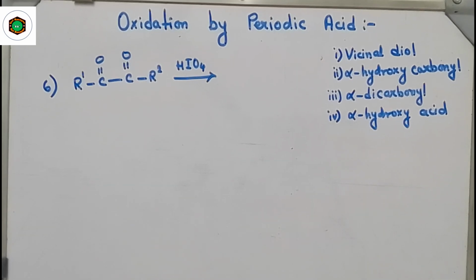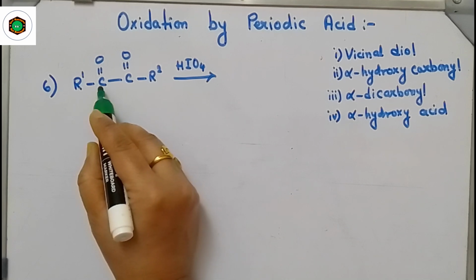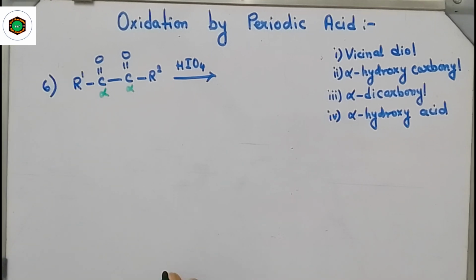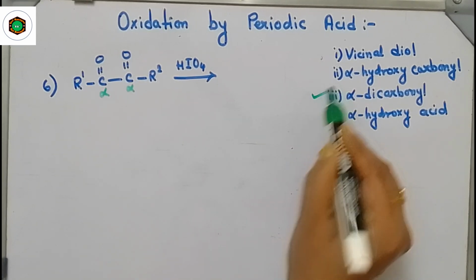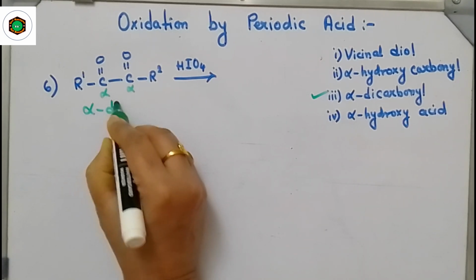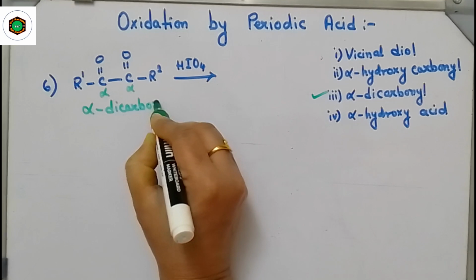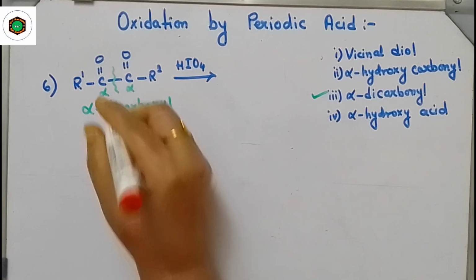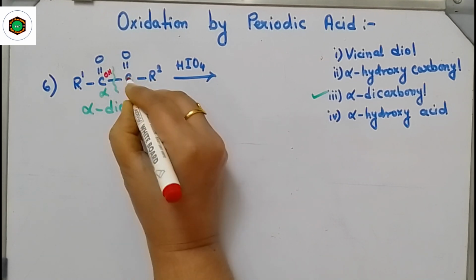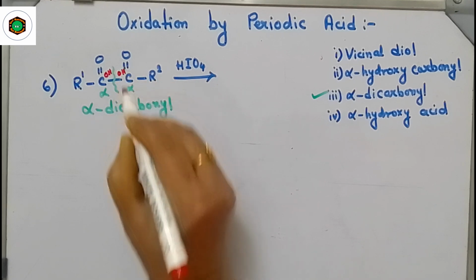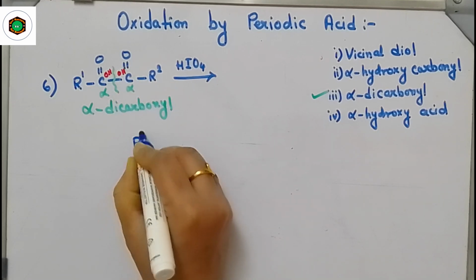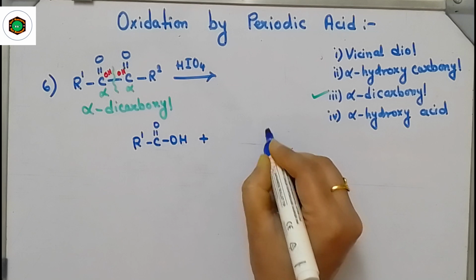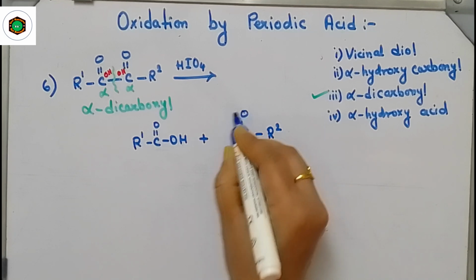Next, find out the product for this reaction. So see, with respect to this carbon is alpha. With respect to this carbon is alpha. So this is nothing but alpha dicarbonyl compound. This compound alpha dicarbonyl. So it will give periodic acid oxidation bond cleavage. So what you have to do, break this bond. With this carbon add one OH. Here with this carbon add one OH. So what will be the product? R1 C double bond O OH plus R2 C double bond O OH.